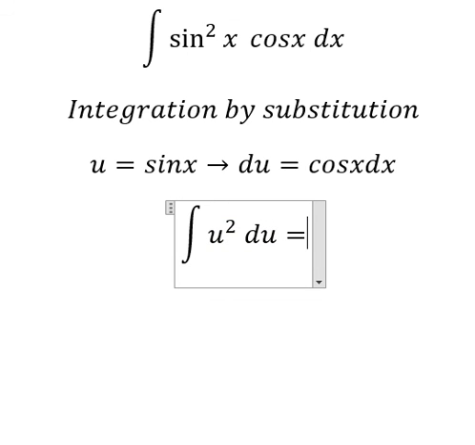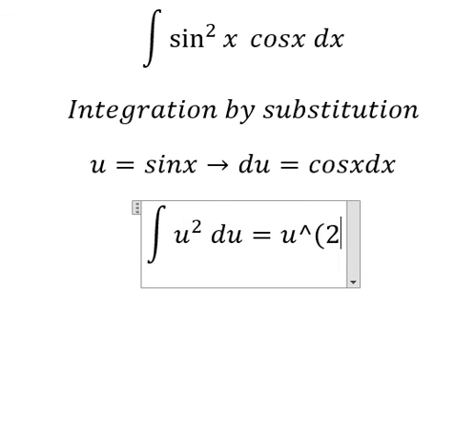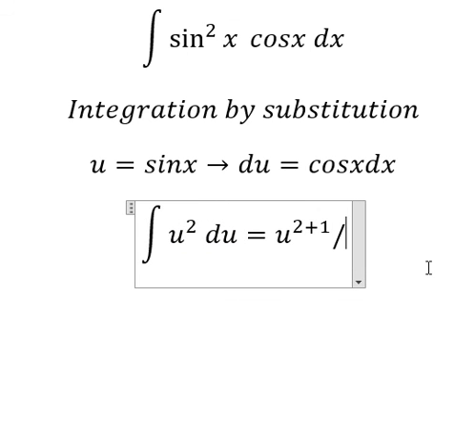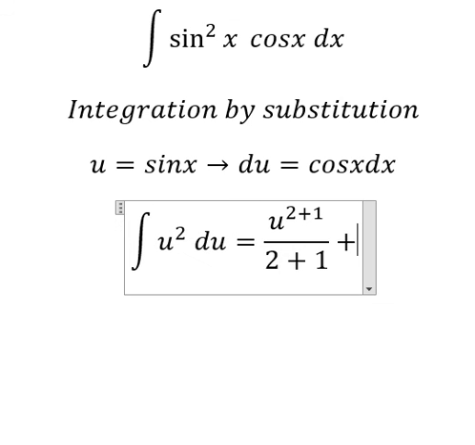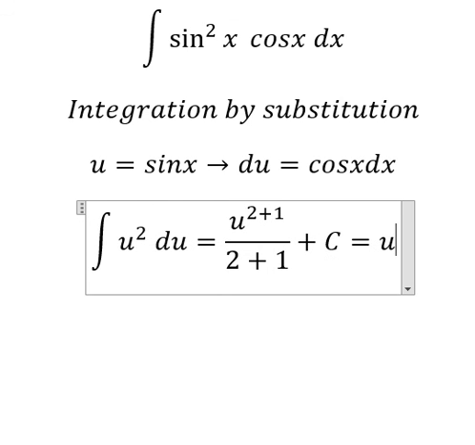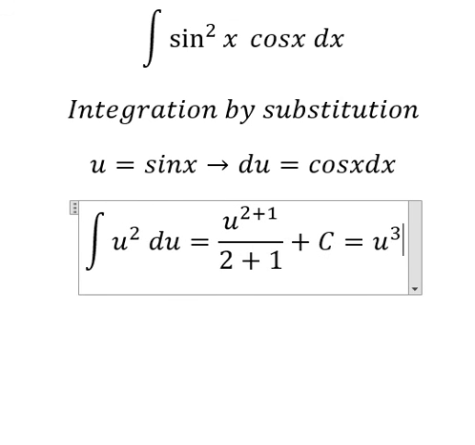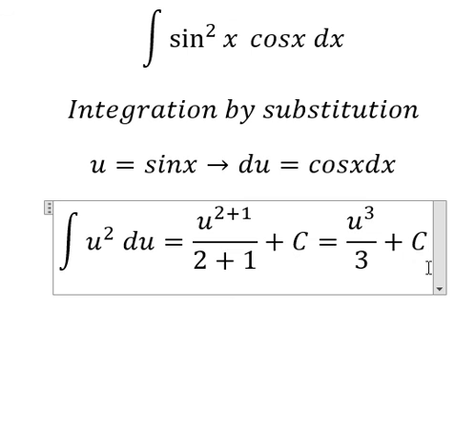The integration of u squared, you will have u to the power of 2 plus 1 over 2 plus 1, and we put plus c. So we have u to the power of 3 over 3 plus c. Replacing u, that's sin x.